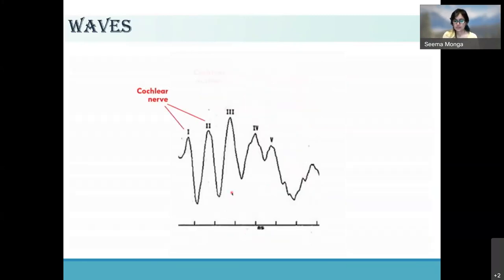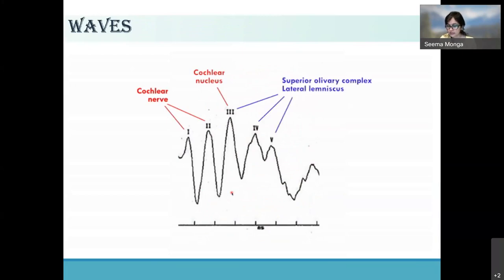So waves, this is what you have to remember. In a BERA, the first five waves are the important part to remember. So one and two are because of the cochlear nerve. Three is because of the cochlear nucleus, and superior olivary complex and lateral lemniscus contribute to 4 and 5.